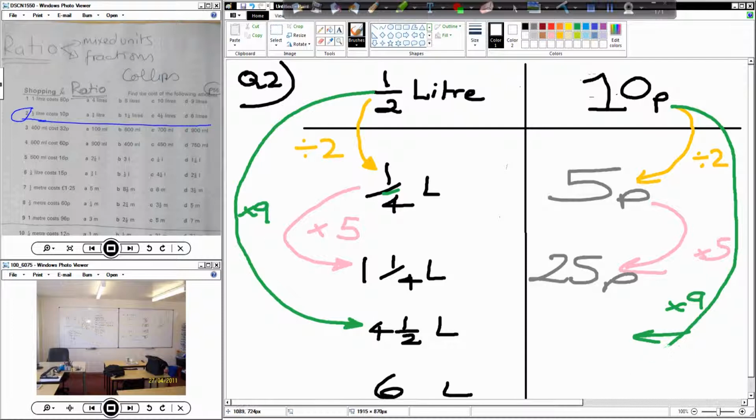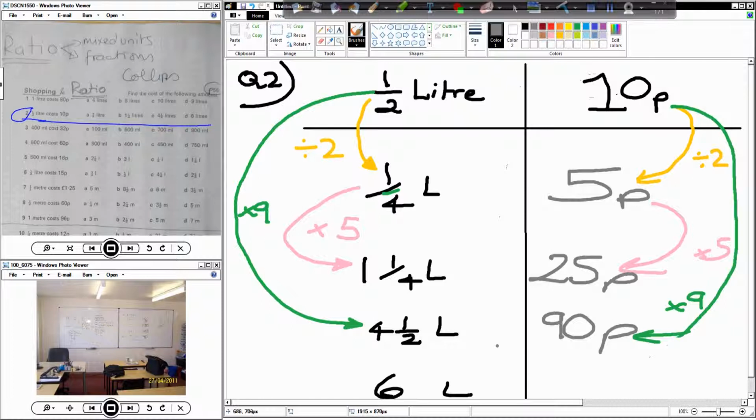I think it's easy just to color it in, right? Okay, times by 9. So we have 90p. Yes. Why is it 90p? Because it's 10p times by 9.